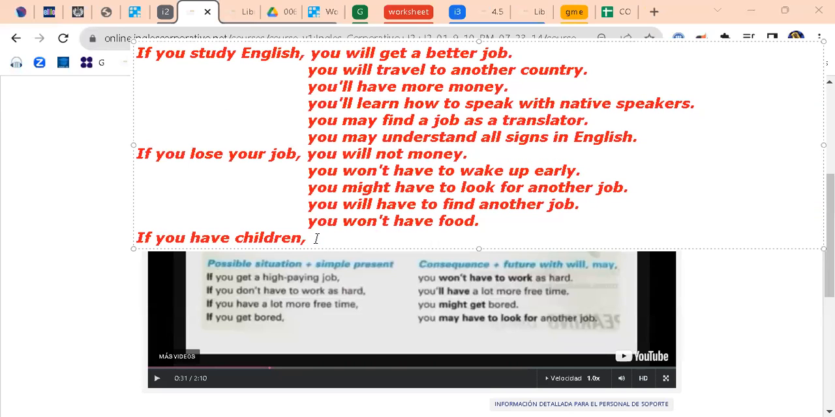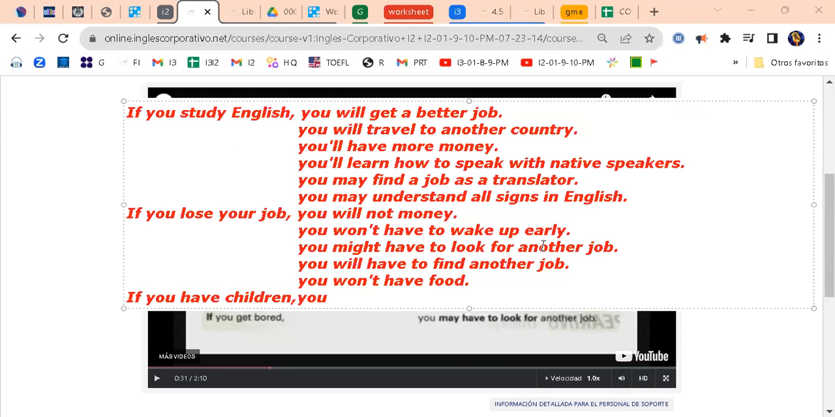If you have children, so that's an awesome idea. If you have children, you... let me ask somebody that hasn't participated yet. Ruth. You will get to work harder. You will have to work harder. Okay, so you will have to work harder.